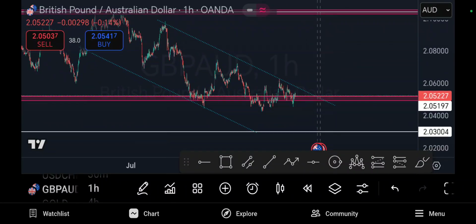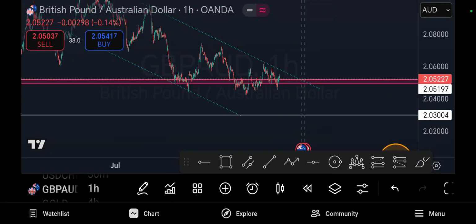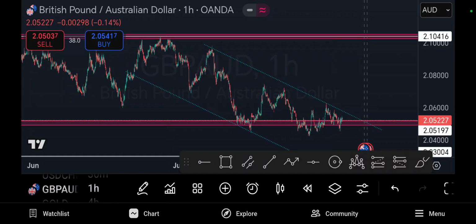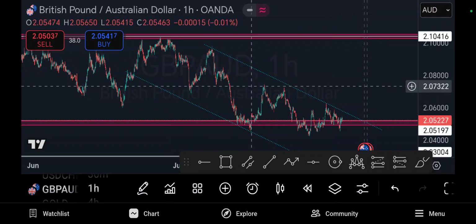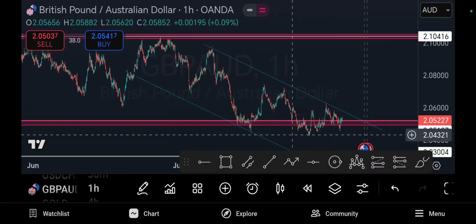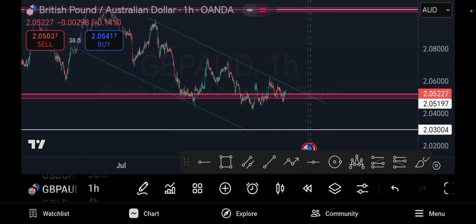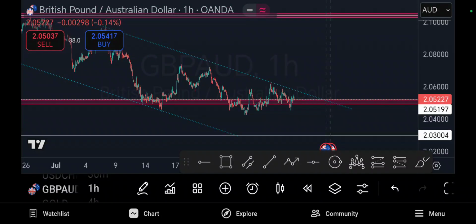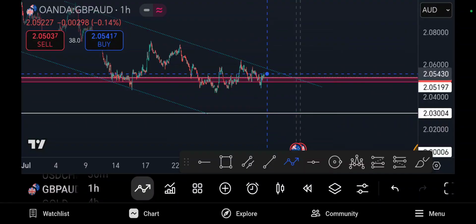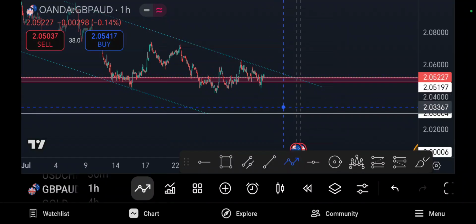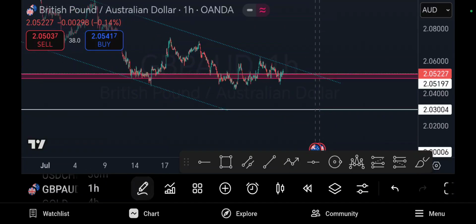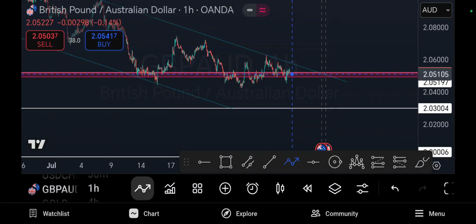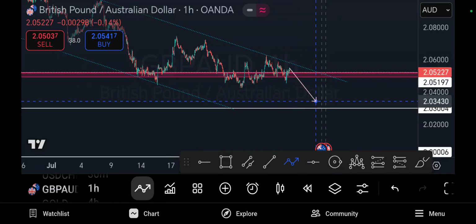So continuing right along. As you can see, as I was saying, this is creating a channel. It's creating a channel to the downside. So there's a high chance that it actually breaks below.